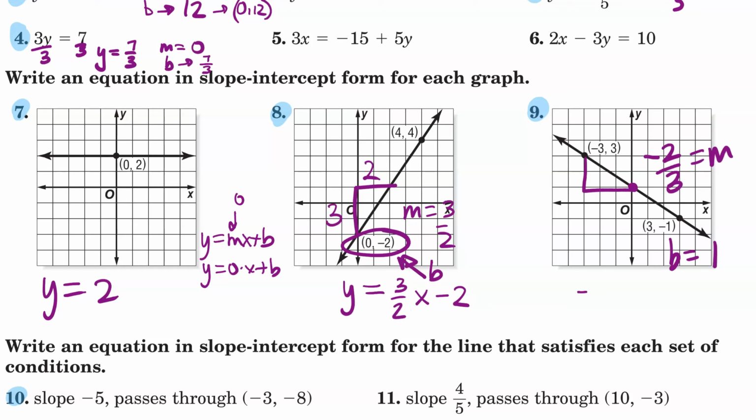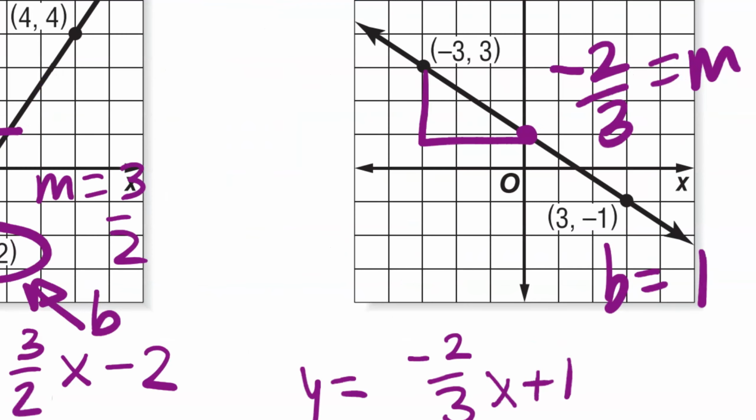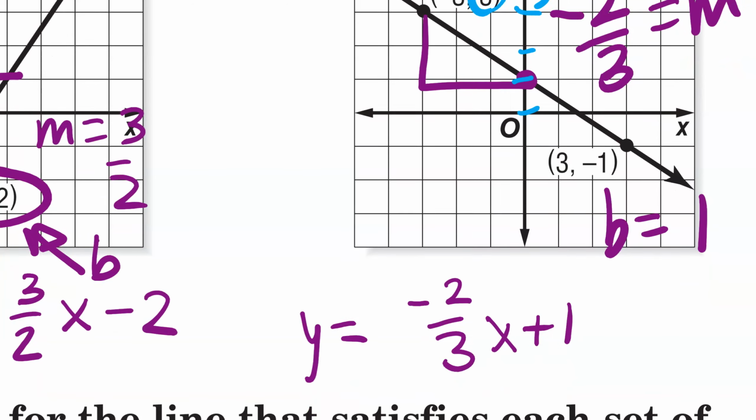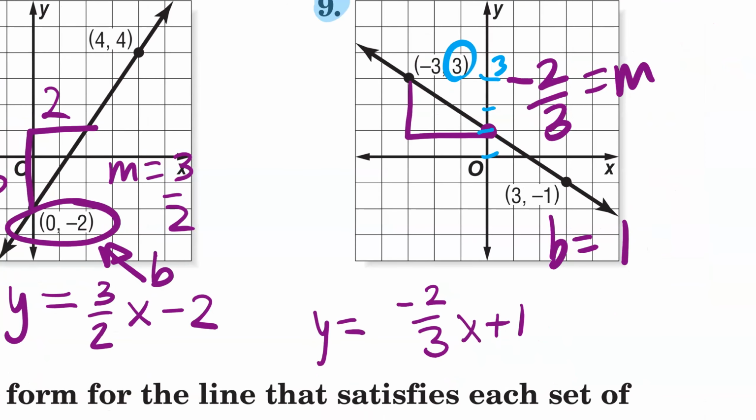Yeah, so negative 2/3 x plus 1. Yeah, plus 1, because the y-intercept is 1. Down 2 over 3. So right here it says it's 3. So 1, 2, 3. Okay, so we found the slope was negative 2/3, down 2, to the right by 3. And then our y-intercept was 1.